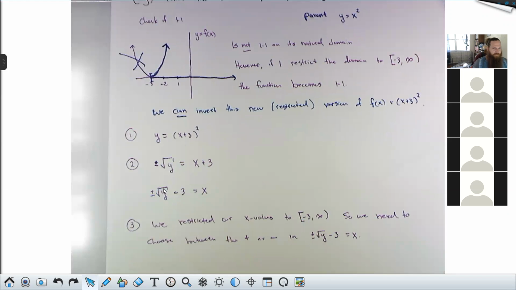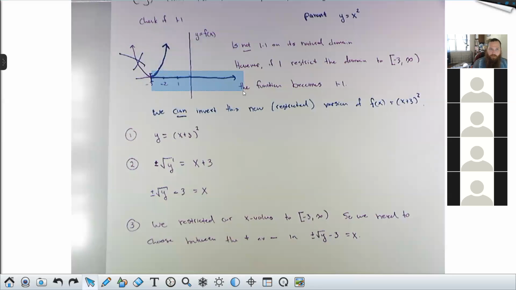Another way to think of this is as negative 3 minus the square root of y. So that means your x values would be starting at negative 3 and then getting more negative. On the other hand, if you take the plus, then you have the positive square root of y minus 3 equals x. That means that your x values would be starting at 0, right? Positive square root of y. And then you subtract 3 from that. So you would be taking this set of x values translated to the left by 3.